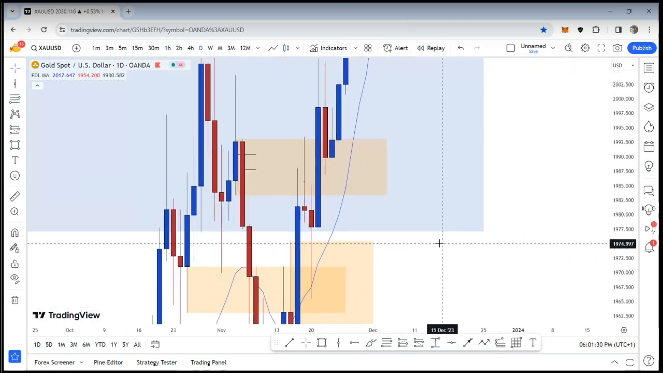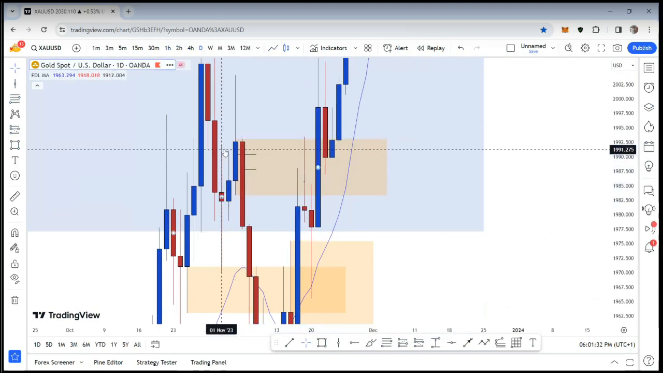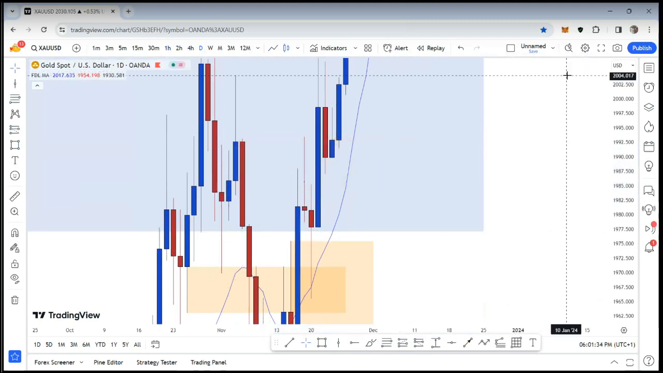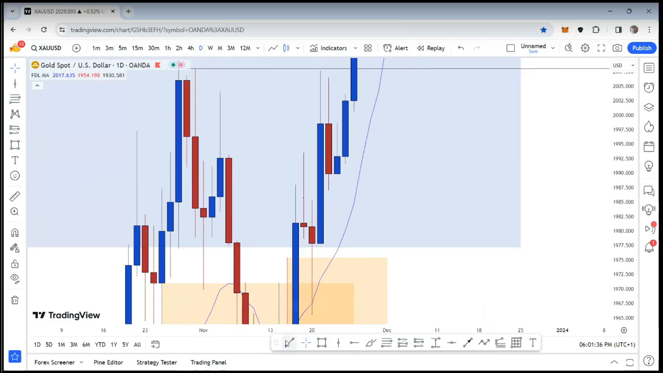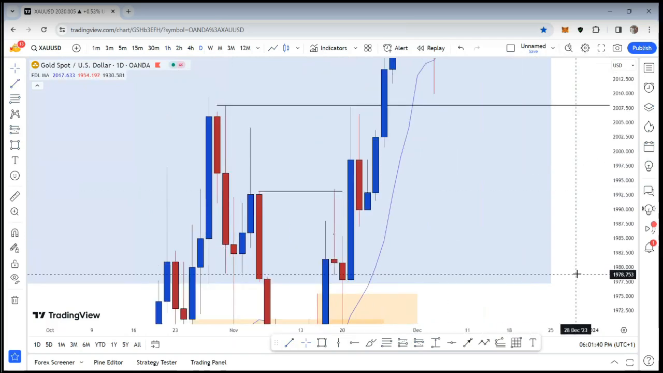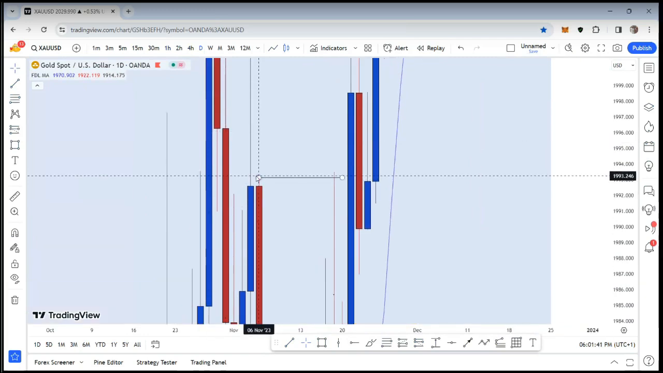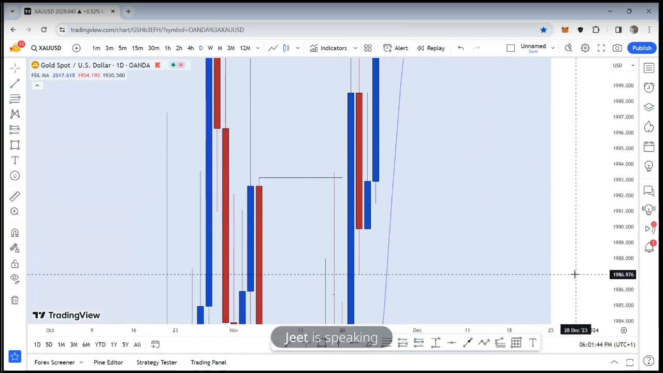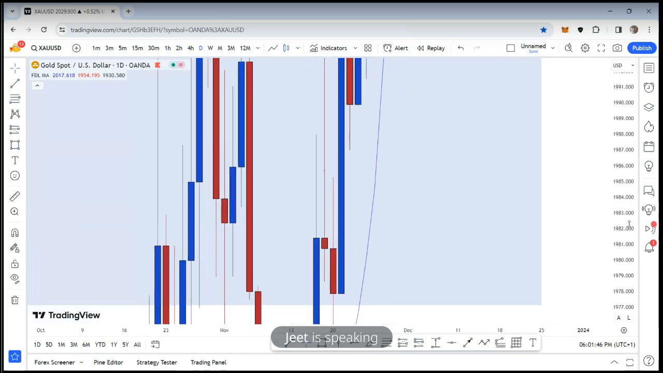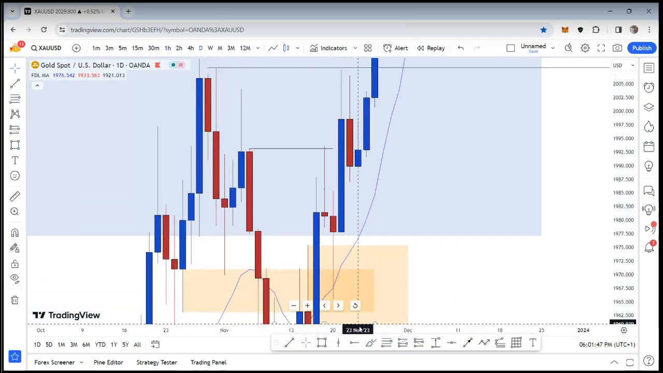Now look at this with me, guys. Price cleared this liquidity. Can you see that? That last support. Price cleared that last support. Can you see that, guys? Yes. And now it came and reacted to this level.